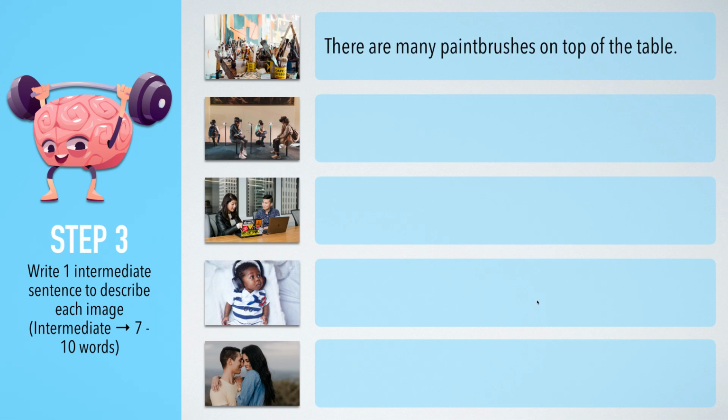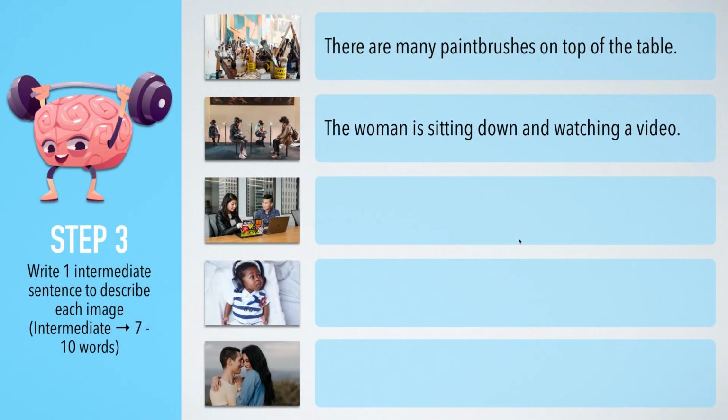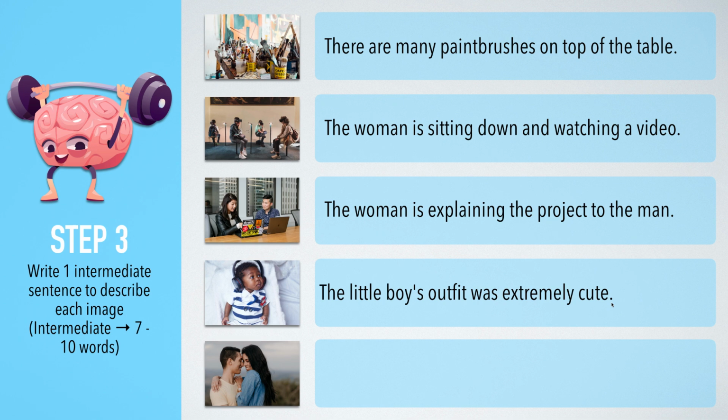There are many paintbrushes on top of the table. You see, now we're expanding the sentence. Again, helping you organize your thoughts in your brain to extend your ideas and to explain them more. Next, we have this one right here. The woman is sitting down and watching a video. Third picture, the woman is explaining the project to the man. Fourth picture, the little boy's outfit was extremely cute. And finally, the fifth picture. The young woman truly loves her husband.